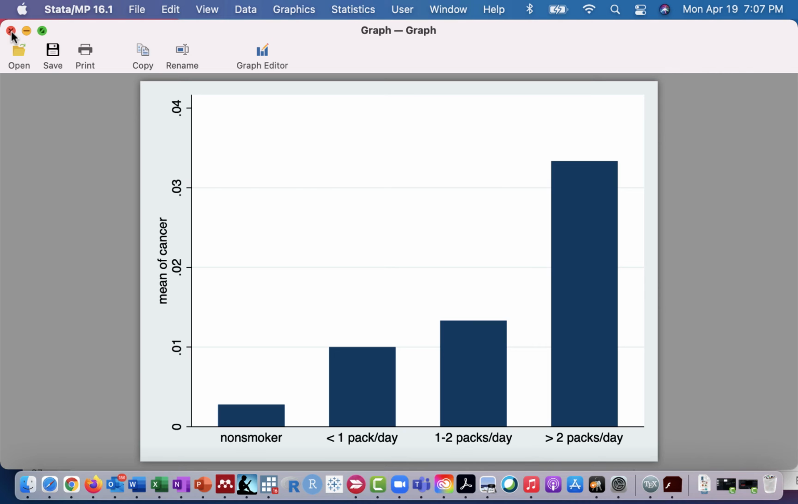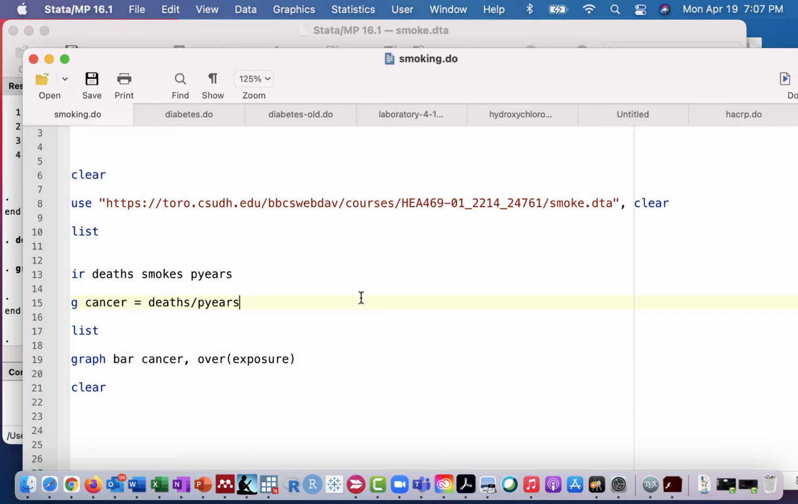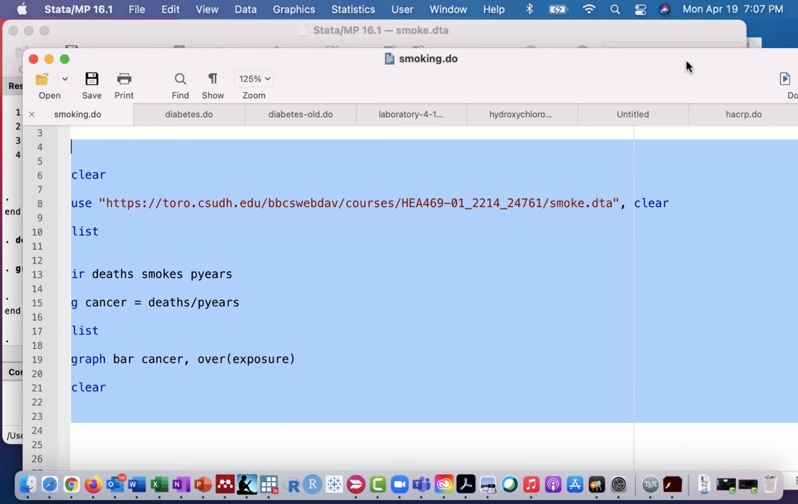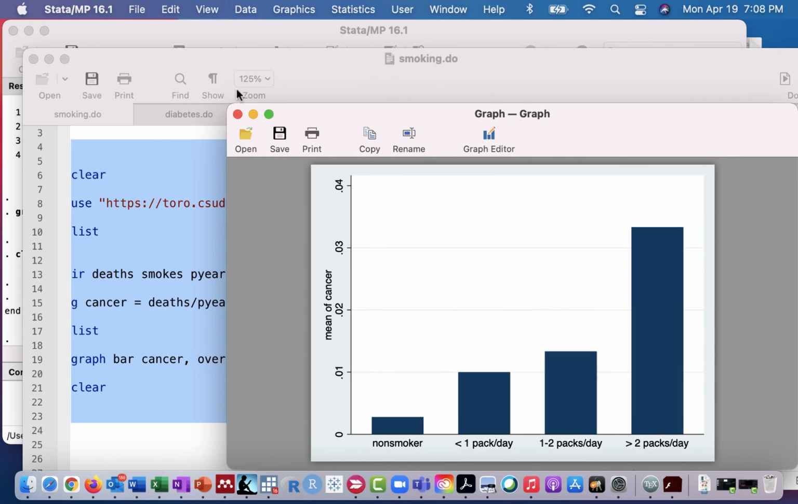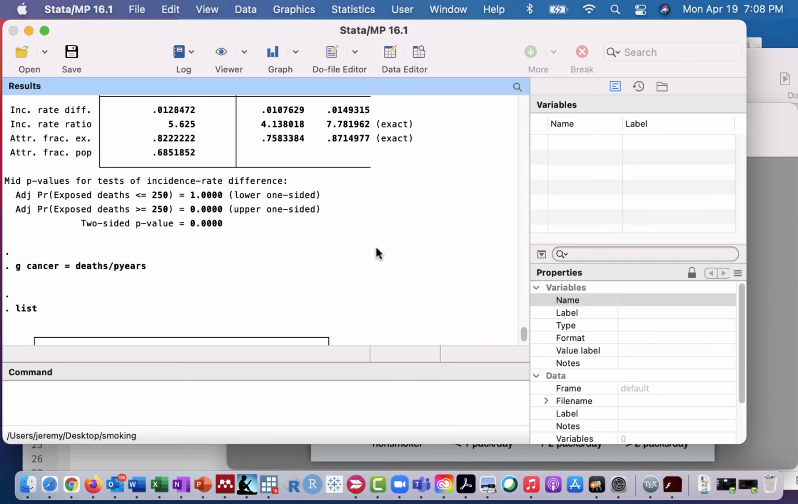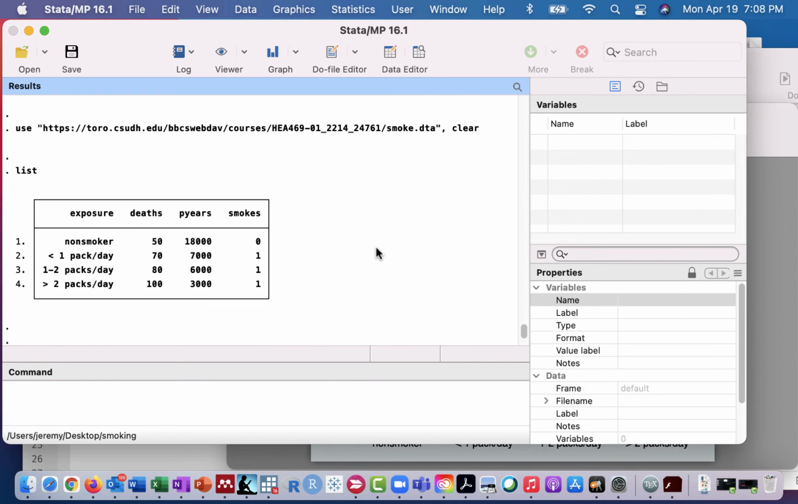So greater rates of smoking, greater rates of lung cancer, from non-smokers, 0, to less than a pack, to 1 to 2 packs, to over 2 packs. And it increases with each amount. So the more they're smoking, the higher the risk. That's called a dose response. So yes, there is a dose response, because it keeps increasing with each increasing level.